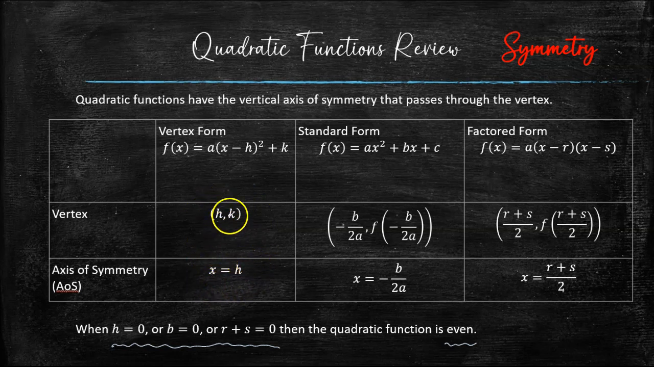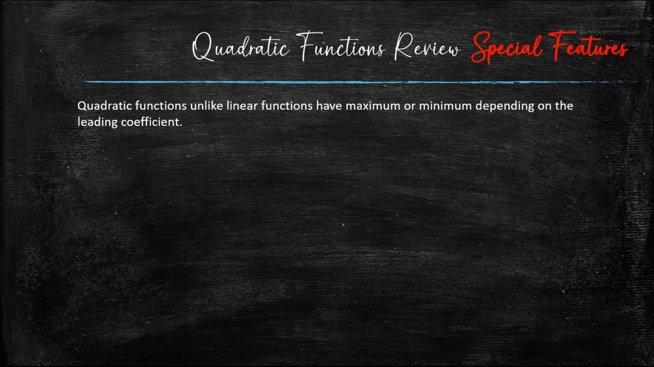Axis of symmetry passes through the vertex. So the equation of the axis of symmetry is always in the form x equals the first coordinate of the vertex. Now, what are some special features of parabolas? Unlike linear functions, which didn't have turning points, but like absolute value functions, quadratic functions do have turning points, and therefore they have what we call minimum or maximum. And whether it's a minimum or maximum depends on the leading coefficient.